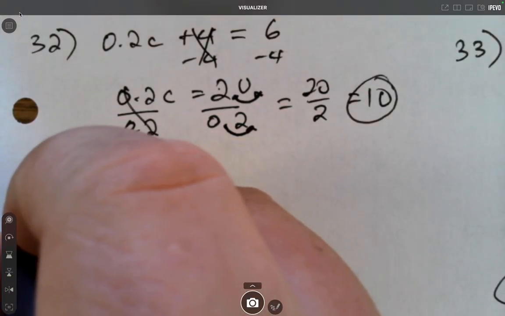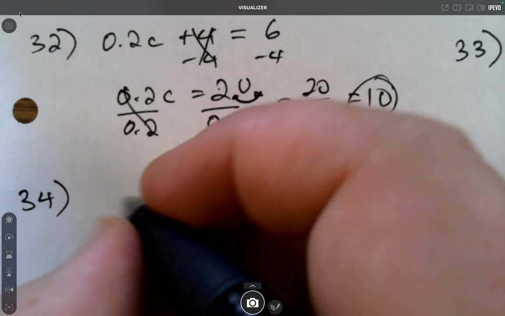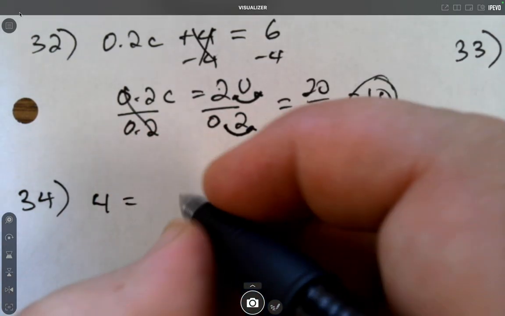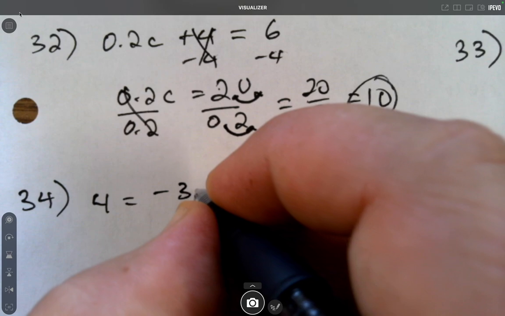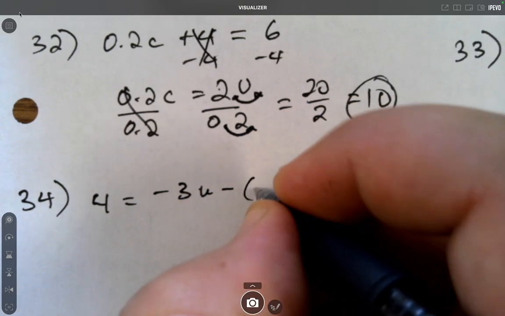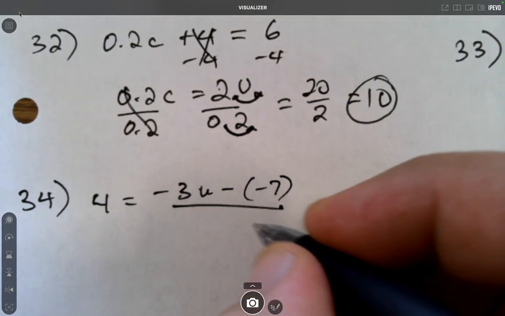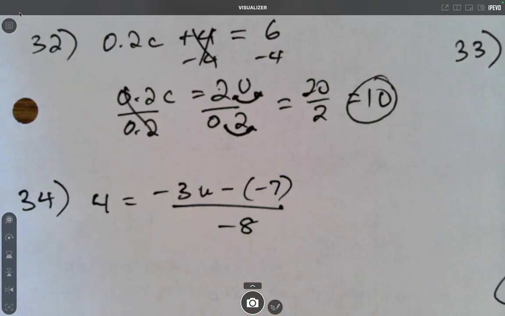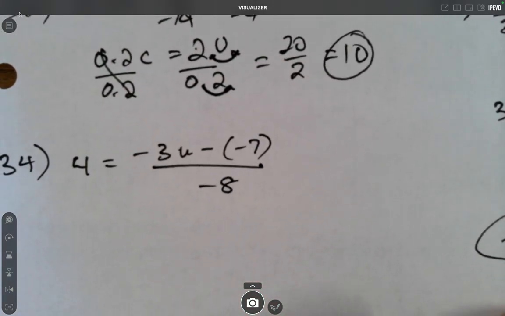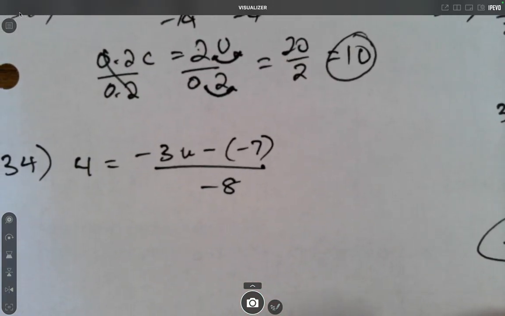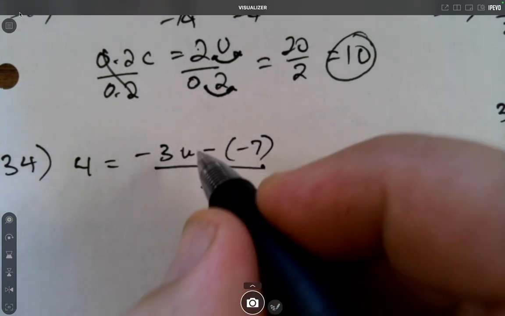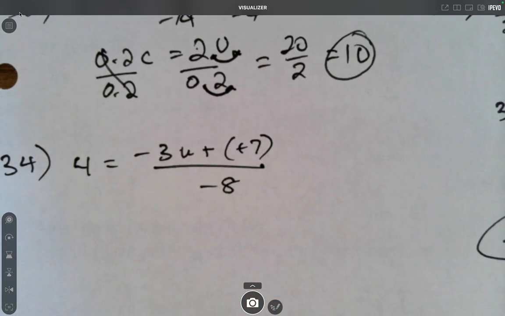Okay, 34. 4 equals negative 3u minus negative 7, all divided by negative 8. So first thing I would do personally, minus a negative is the same as plus a positive, so I would go ahead and just change those to pluses.